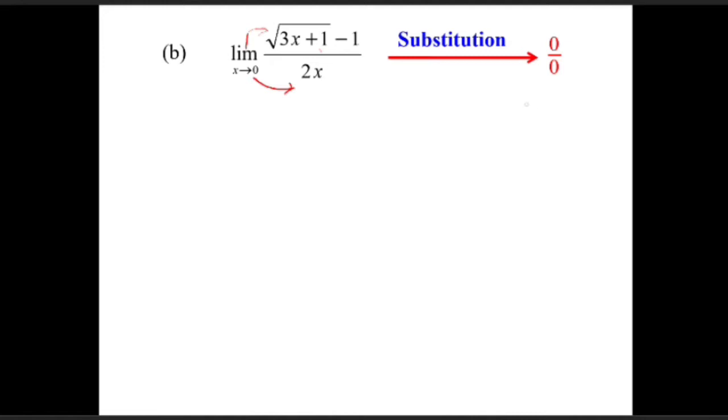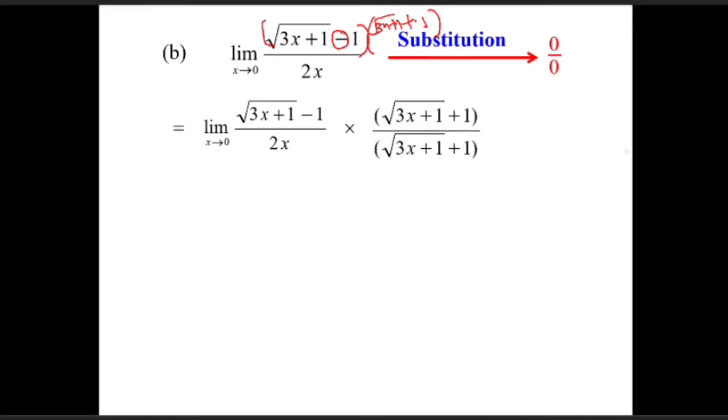Remember, when to multiply conjugates is whenever we have surds in the function. And we do have a surd in this function. So that means we have to multiply conjugates. And how to multiply conjugate? Just look at the function with the surd. Multiply with exactly the same function, which is 3x plus 1. And then 1. But just change the sign in the middle. So if it's minus, change it to plus. Multiply with the same function on top and below.